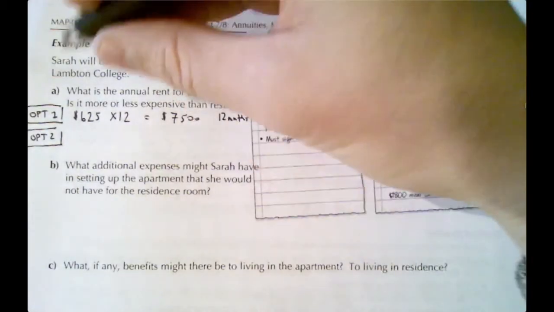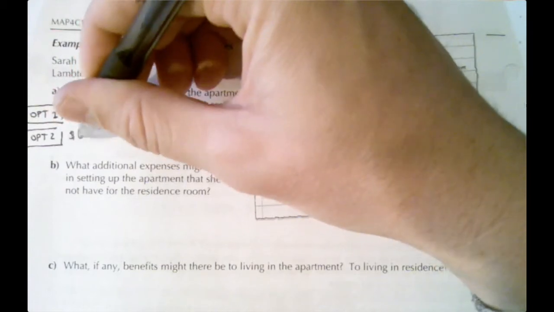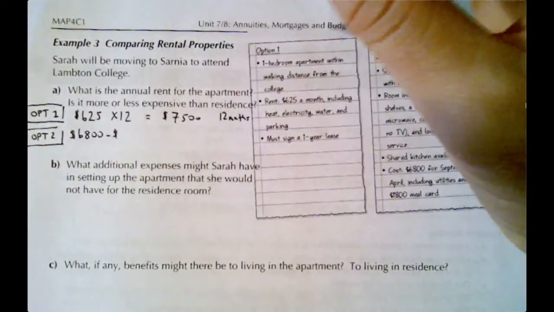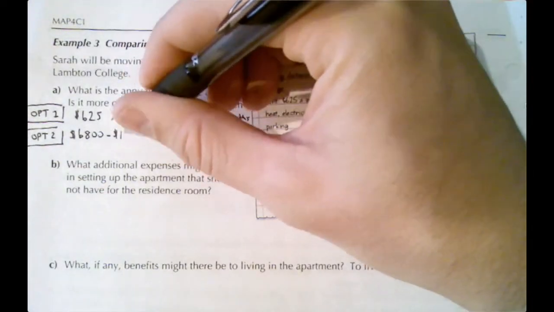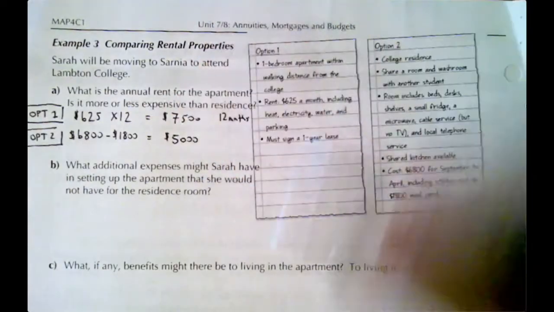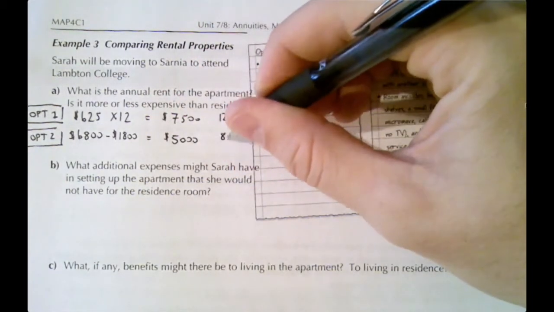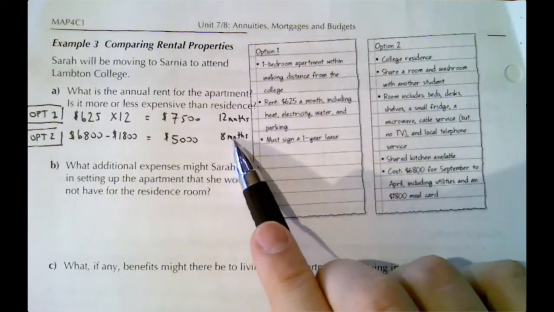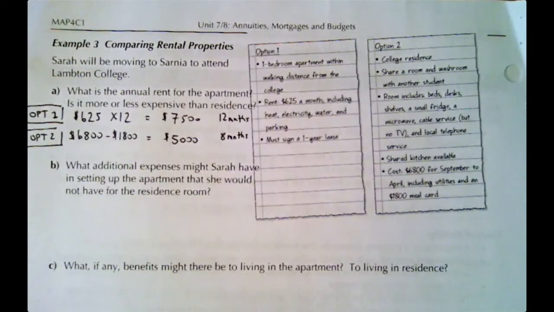In option 2, it costs $6,800, but $1,800 of that is a meal card. So that's not really how much it costs to live in residence. If we subtract those, we get $5,000, but it's only for 8 months, September to April. So May, June, July, and August, you don't have a place to live, but you're also not stuck necessarily living in Sarnia if you don't want to.